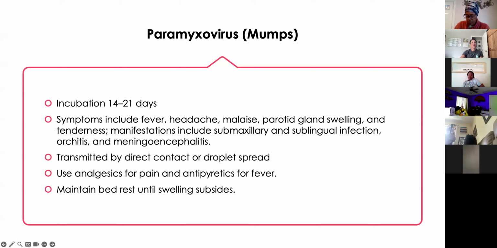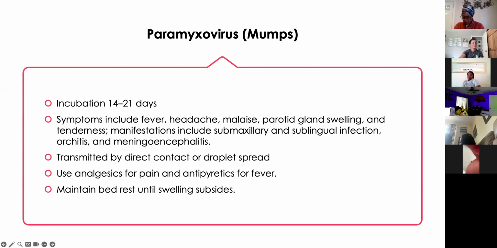For mumps, we have these generalized symptoms. We have fever, headache, malaise, or just not feeling well. We have parotid gland swelling, which is the big one, and requires them to be on bed rest as long as that swelling is present. We can also have some submaxillary and sublingual infections, so in our jaw and under our tongue, and it can lead to meningitis if it goes untreated.